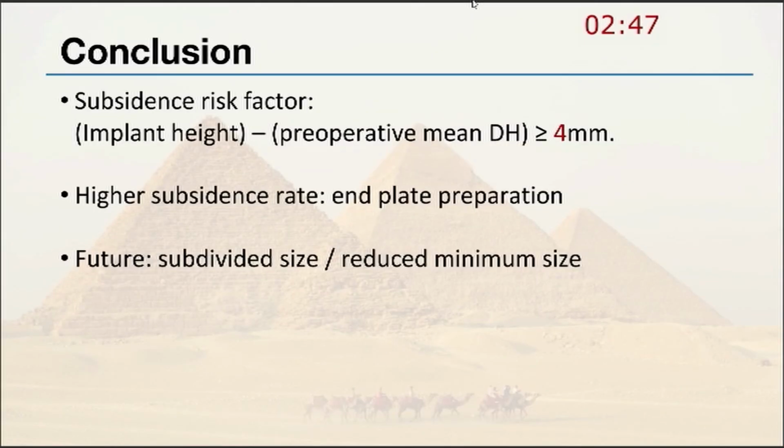In this study, we show that the subsidence rate went up when oversized prosthetic discs were used, increasing the preoperative mean disc height by more than 4 millimeters. This rate was also higher compared to previous studies, likely because of too much implant preparation or overall distraction during the placement of the disc.